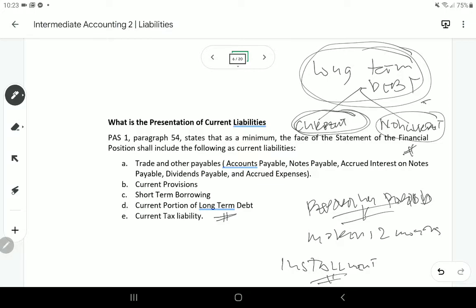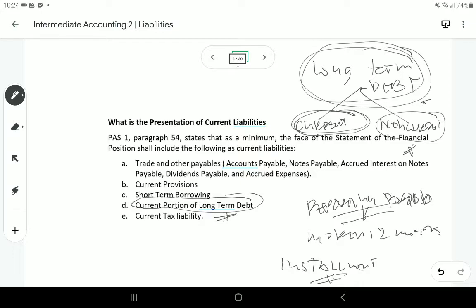So, that is what we mean by the current portion of long-term debt. To be clear, although it is long-term debt by term, it has a current portion, especially if there is a requirement of a regular payment.